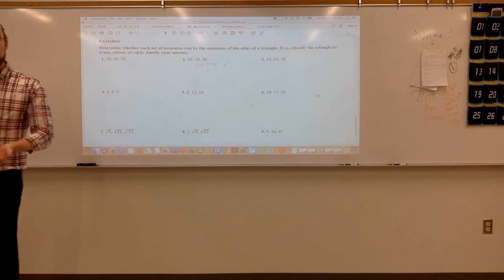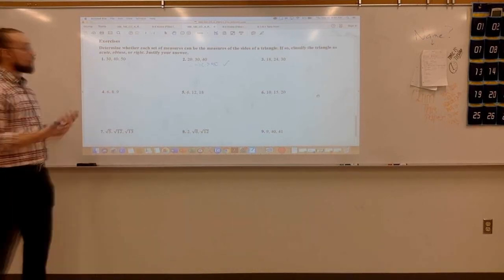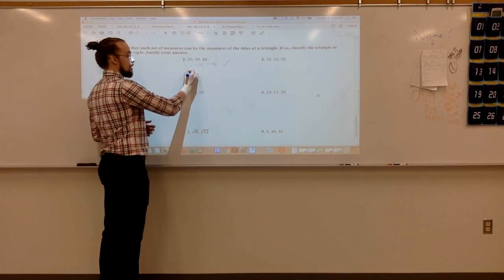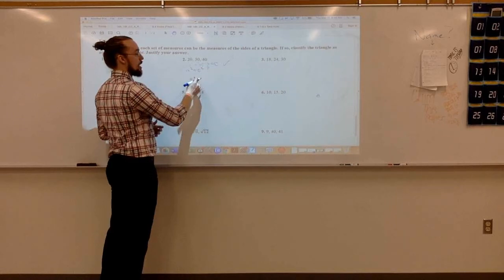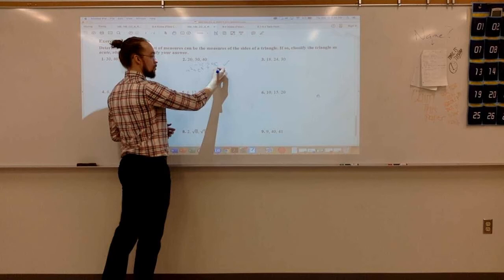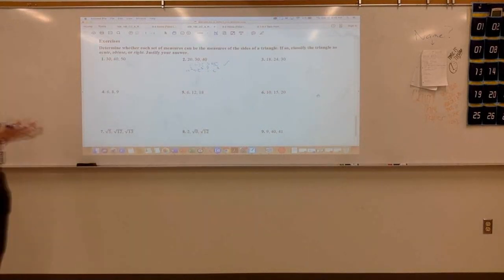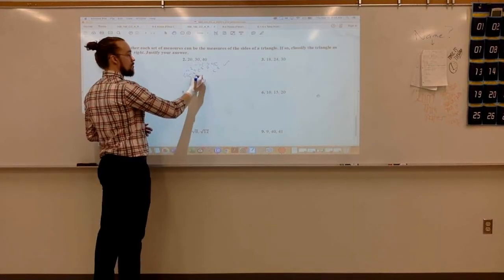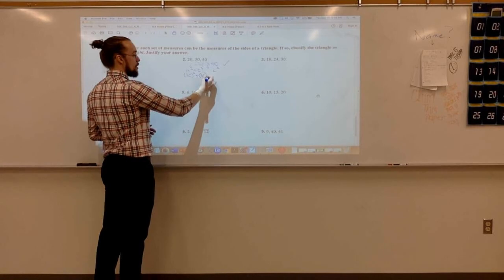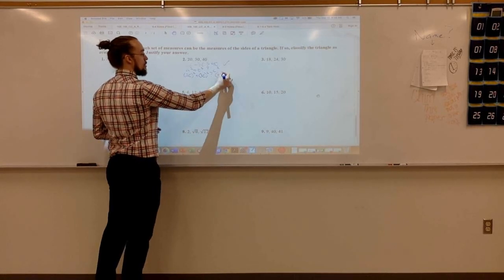Now let's figure out whether that triangle is acute, right, or obtuse. And to do that, we want to think about a squared plus b squared. Is that greater than, less than, or equal to c squared? So that's where we're going to put the question mark in our Pythagorean theorem here. So my setup then will be 20 squared plus 30 squared, question mark, 40 squared.